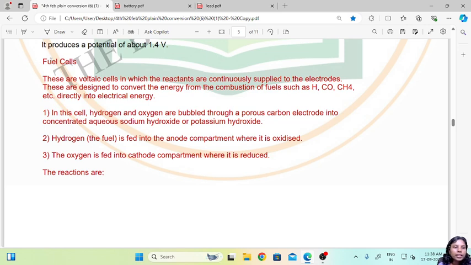Now let's look at the fuel cells. These are voltaic cells in which the reactants are continuously supplied to the electrodes. Now in these, the electrodes are being continuously supplied with some reactants. These are designed to convert energy from combustion of fuels such as hydrogen, carbon monoxide, CH4 etc. directly into electrical energy. So there is no in-between process that is happening. Directly they take combustion of fuels like hydrogen, carbon monoxide, methane and all, and they convert it directly to electrical energy.